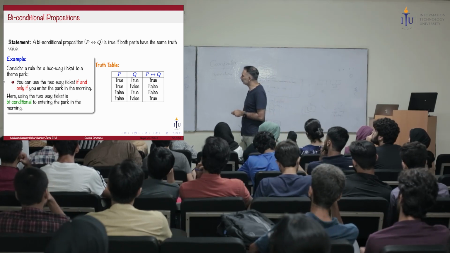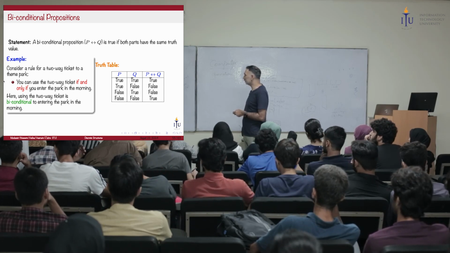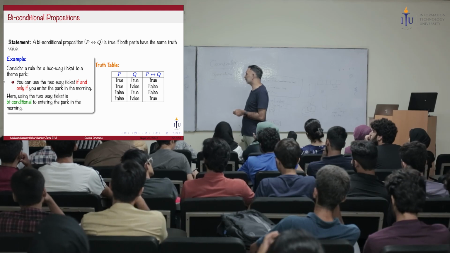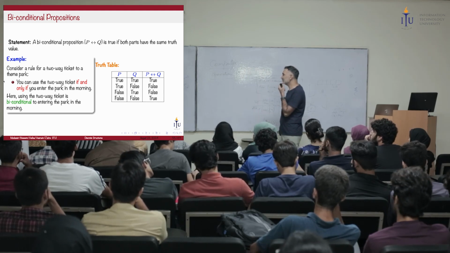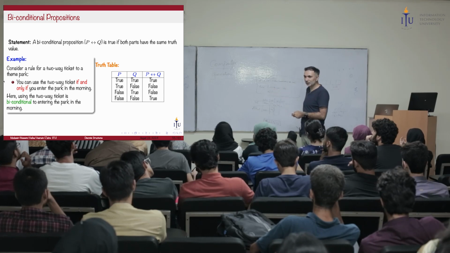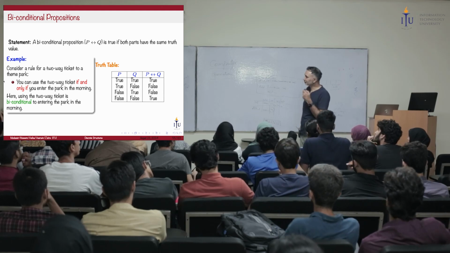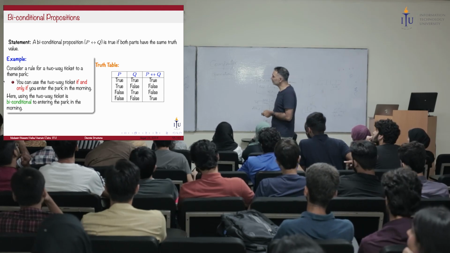Consider a rule for a two-way ticket to a theme park. You can use the two-way ticket if and only if you enter the park in the morning. It's not a very good example. I'm looking for an example. If you find a really good example that I should put on this slide, send it to me. Is it the same as conjunction? No, it's not.